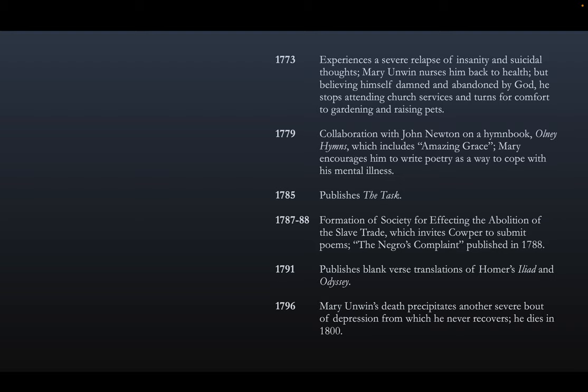In 1796, this is a dark period. Mary Unwin, his companion and his caregiver for many, many decades, dies. And this precipitates another severe bout of depression from which he never recovers. And he will die in 1800.